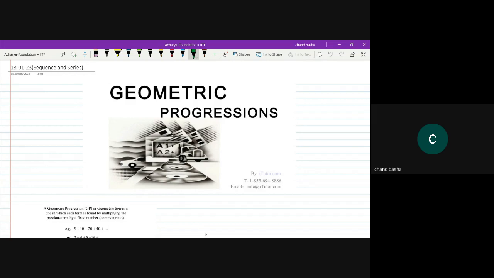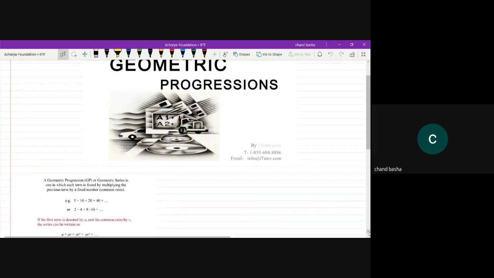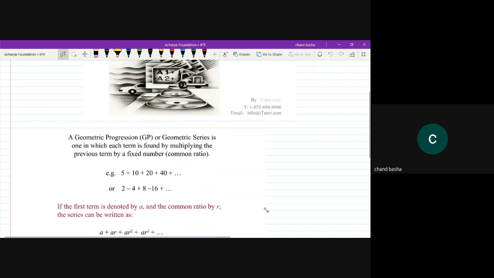And here, instead of adding, if we multiply with the fixed constant to the preceding value, we can call it a geometric progression. Let us see the definition. The definition of the geometric progression or the geometric series is one in which each term is multiplied to the previous value, the preceding value, by a fixed number. The fixed number we can call the common ratio.